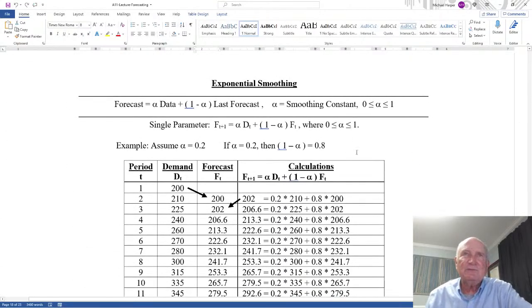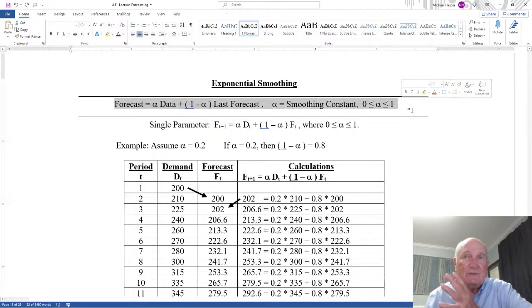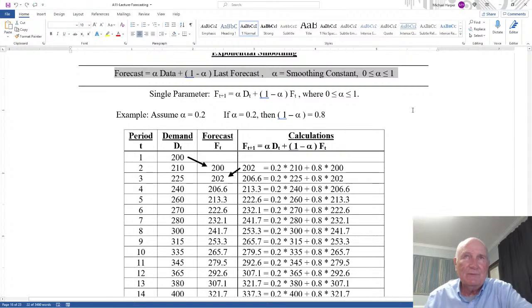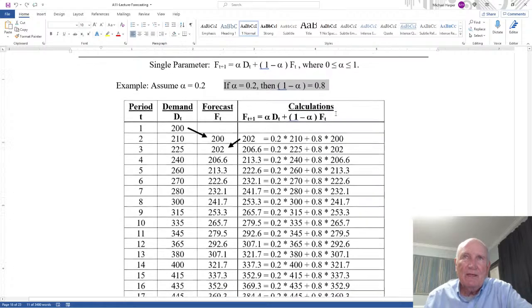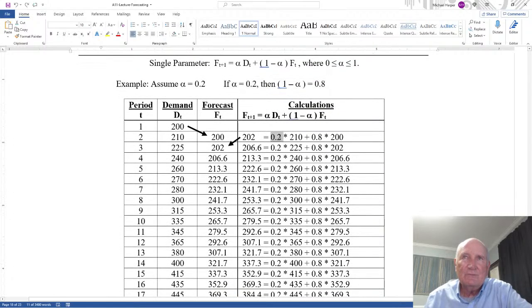Okay, finally, exponential smoothing. The concept of exponential smoothing is a forecast equals alpha times the data plus 1 minus alpha times the last forecast, with a smoothing constant. And we saw this in the introductory example. So let's go a little bit deeper. So here's alpha times our data, 1 minus alpha times our forecast. So let's assume alpha is 0.2, and by the way, alpha will always be given. If alpha is 0.2, 1 minus alpha is 0.8. Okay, and so here's my 0.2, here's my 0.8, and over here is my time series, my demand data D.